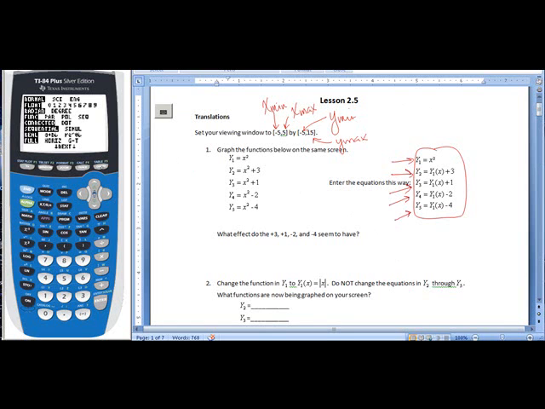So, pressing graph, I obviously have something wrong in my window. So I've pressed on to stop the graph. Let's see what it is. I've left out the negative in my y minimum. There we go. There is y equal x squared, and then there's y equal x squared plus 3, and x squared plus 1, x squared minus 2, and finally x squared minus 4.